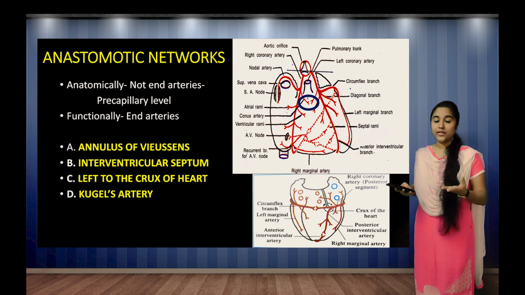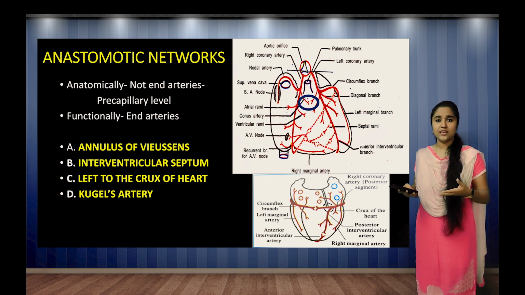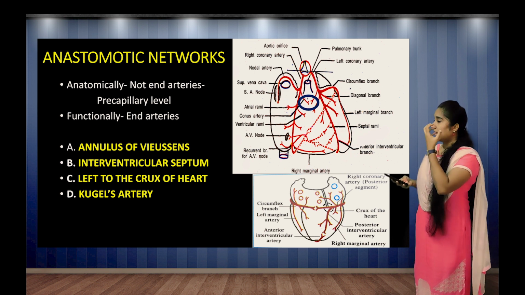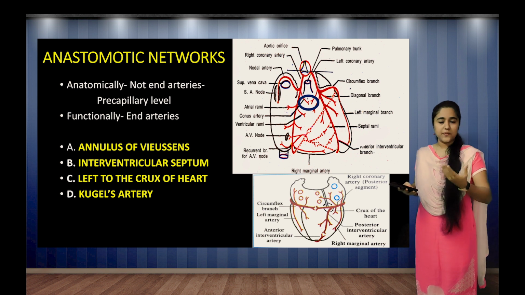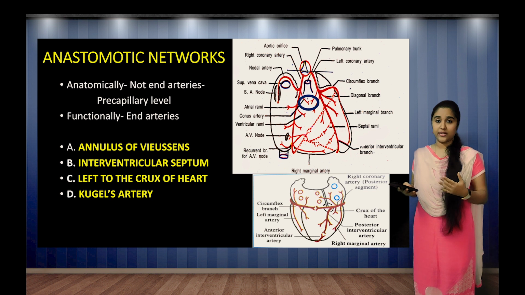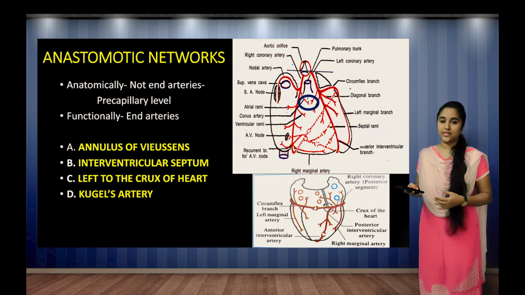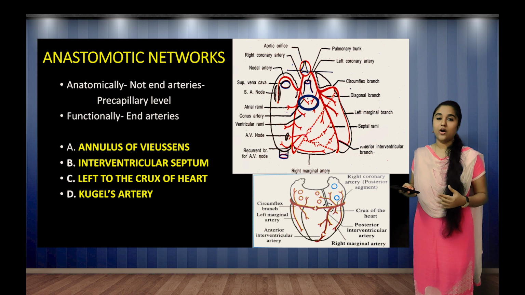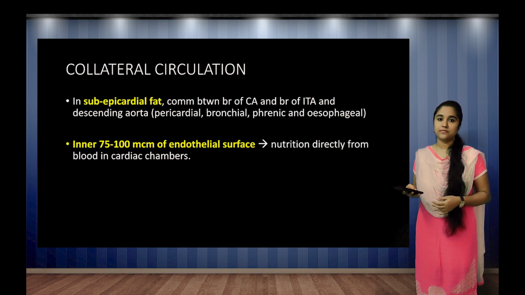The fourth one is Kugel's artery. Kugel's artery means an atrial branch of the left circumflex artery can anastomose with another atrial branch of the right coronary artery along the anterior atrial wall. And that anastomosis is referred to as Kugel's artery. This Kugel's artery is also referred to as arteria anastomotica auricularis magna.